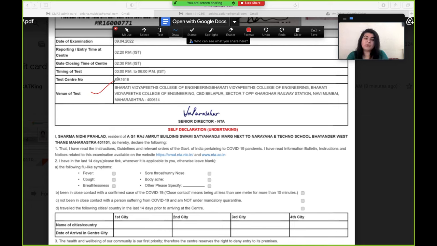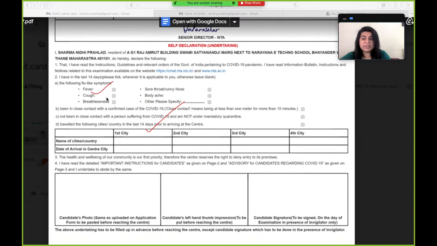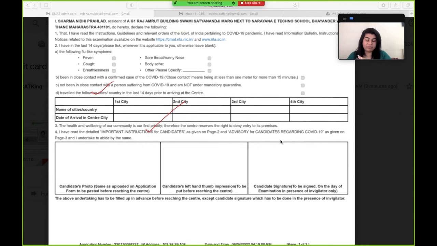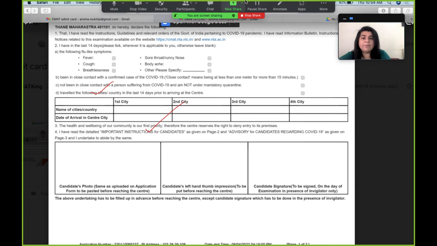Okay, then on the first page you also have a self declaration undertaking which you have to sign. This is for your COVID precautions, right? So submit your details. For the last 14 days, do you have any symptoms or not? Tick mark on the same. Enter the details of the cities if you have traveled from any different cities. Then these three boxes are very important.